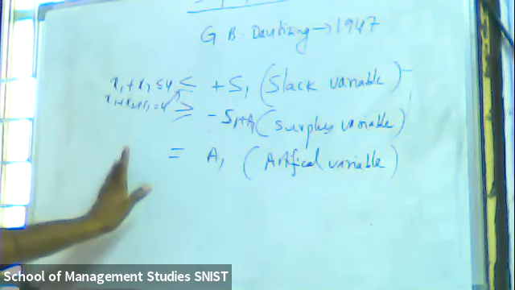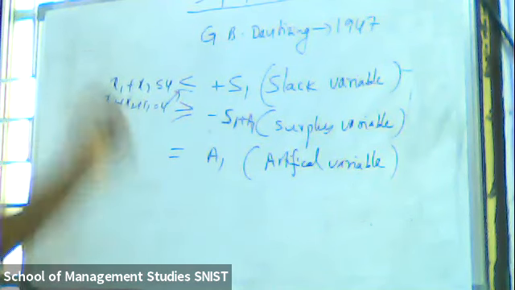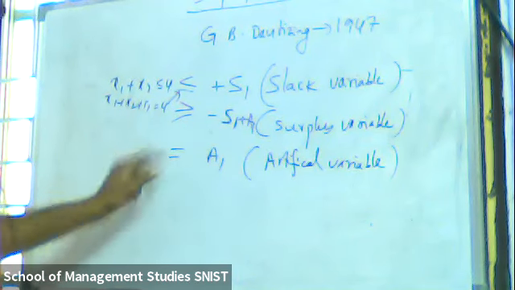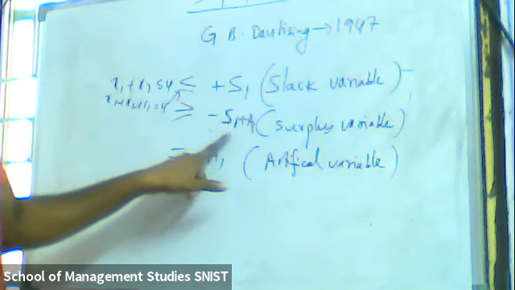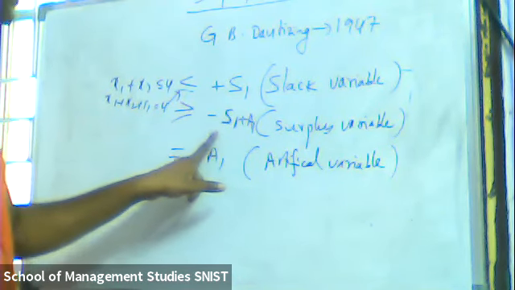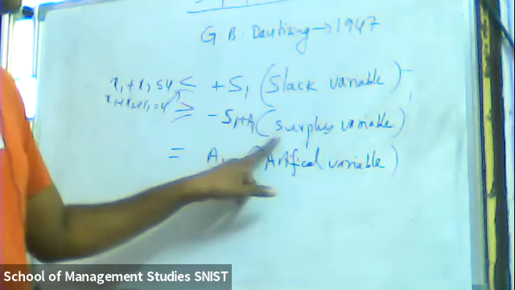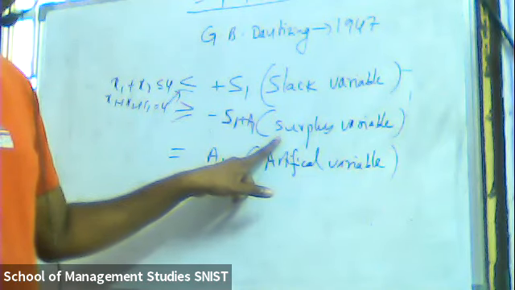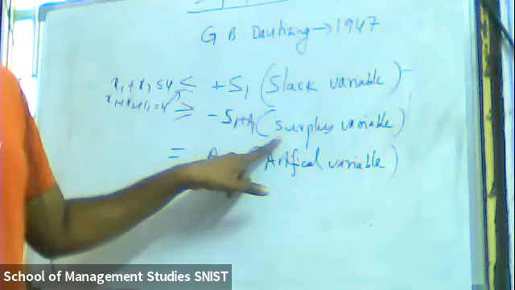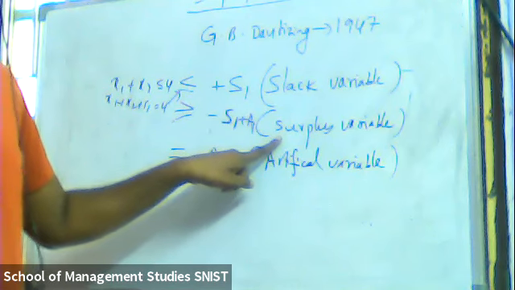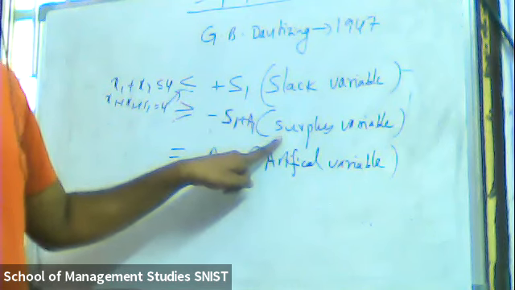Now suppose the given constraint is a greater than or equal to constraint. To make the inequality an equality, we subtract minus s1 and add plus a1. So what is this minus s1? It is the surplus variable. The excess amount has to be removed from the left hand side, so that it will make it equal. Is it clear?